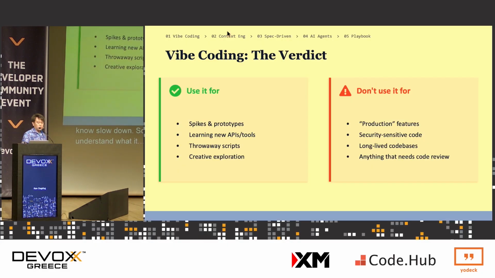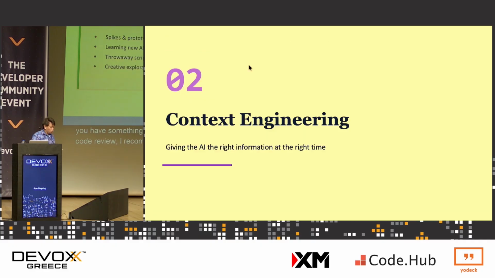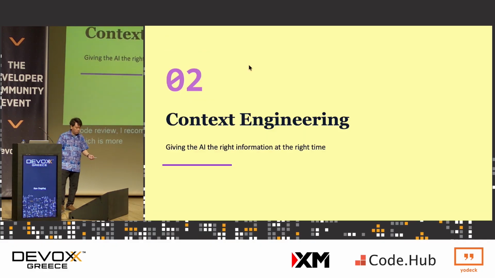Okay. So when should you use vibe coding? Vibe coding is good if you have something that you're prototyping, some spikes, you're learning some of the new tools, you want to learn about the code base itself, sometimes you use it for throwaway scripts, or if you're doing a lot of creative exploration about how you want to do it. But if you have something that's security sensitive, a long-lived code base, anything that needs code review, I recommend moving forward into another set, which is our next piece, context engineering.